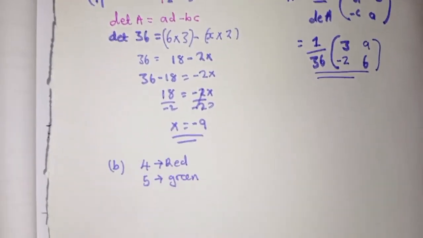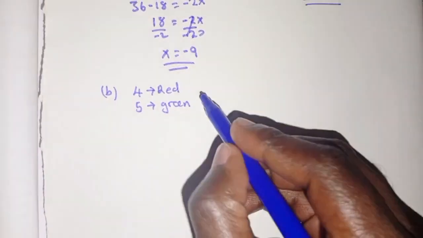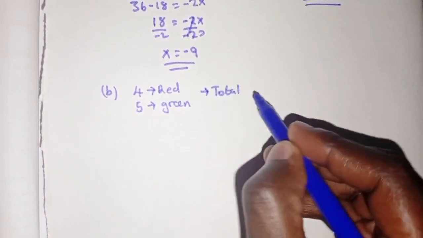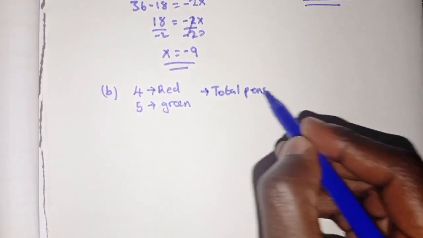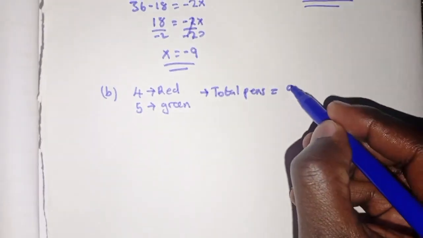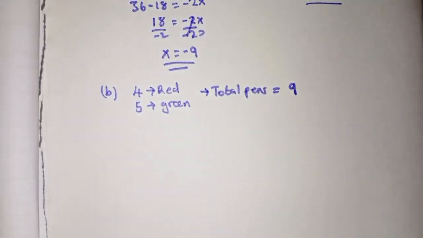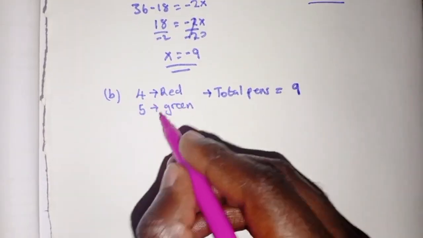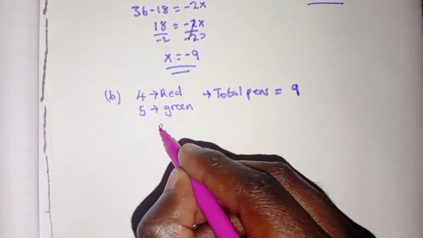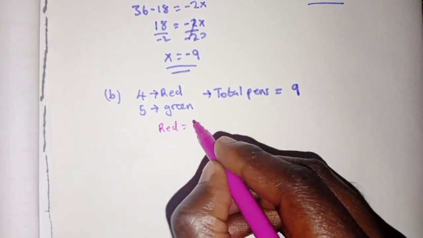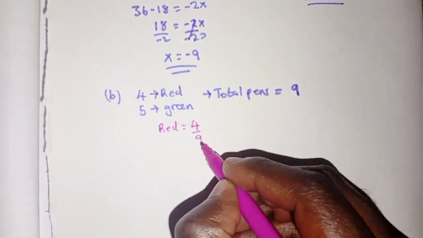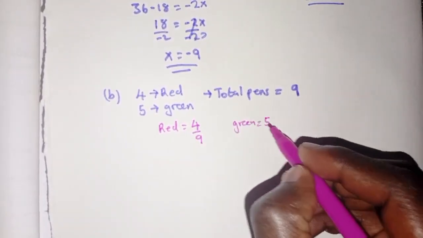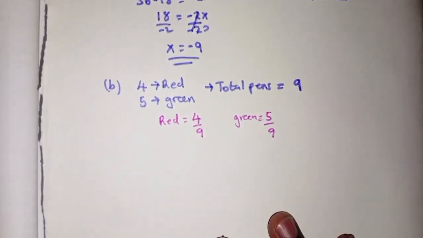All right, so here is how we're going to do this. The total pens are actually 9. So the probability for red is 4 over the total, which is 9, and for green, the probability is 5/9. So we draw a tree diagram.